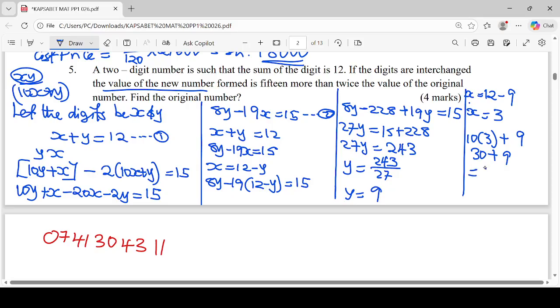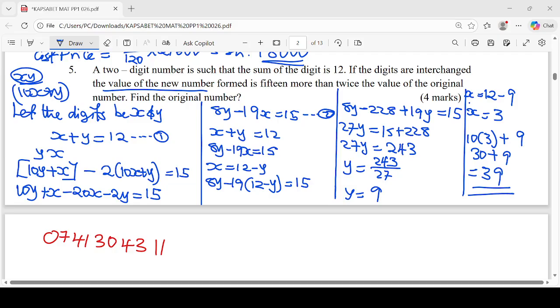That makes it to be 39. The original number is 39, ladies and gentlemen. The original number is 39. And that's how you respond to such a beautiful question.